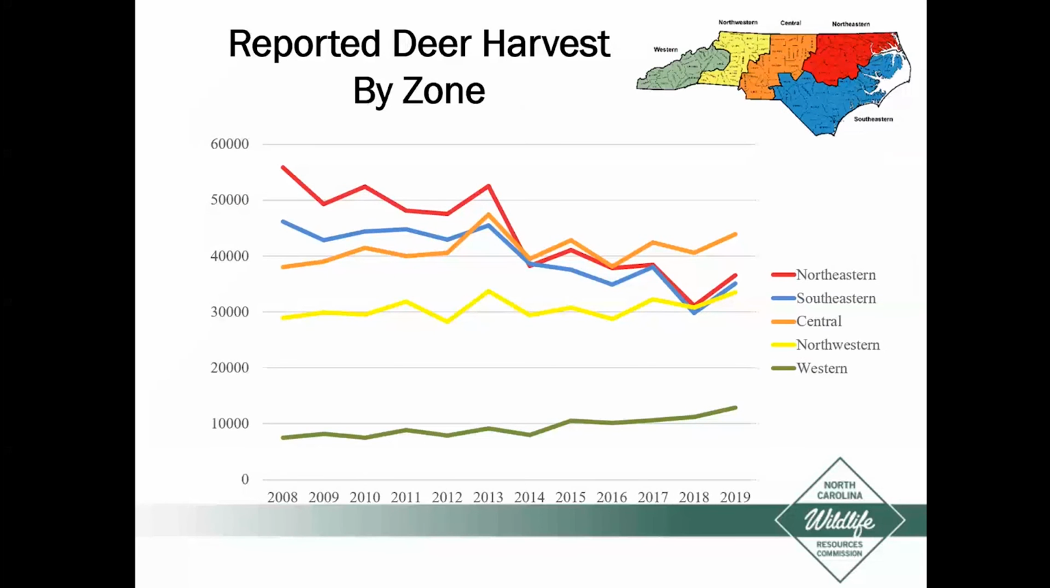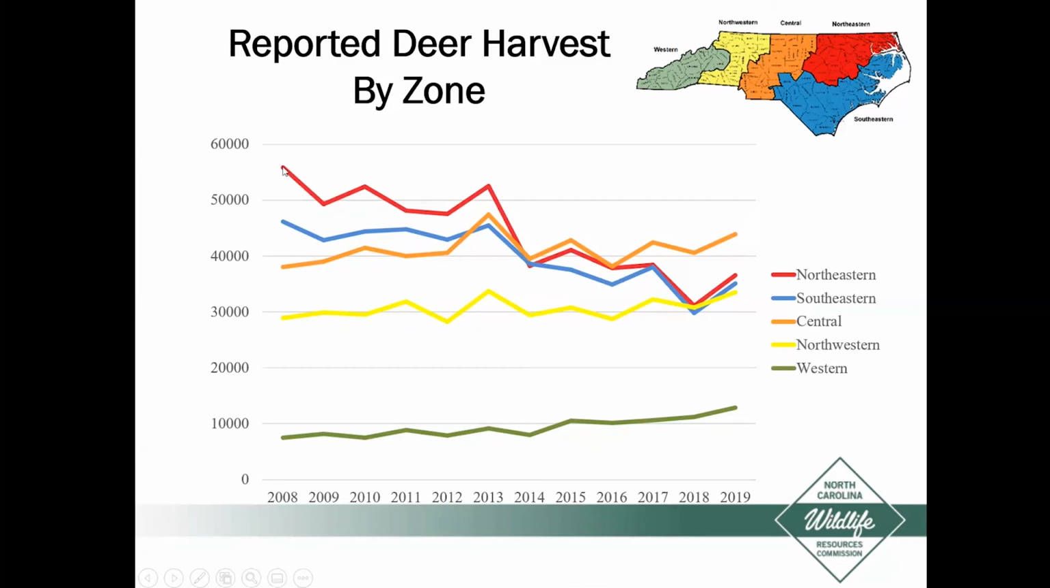But the good news is, if you look at this, the green is our western zone. We're trending in the right direction. It may be a matter of time before we meet that objective in that part of the state. We do have an emerging growing deer herd in the western zone in general. The northwestern and central seasons, the yellow and the orange line there, we've been pretty stable for about a decade, maybe a little bit of an uptick here in 2019.